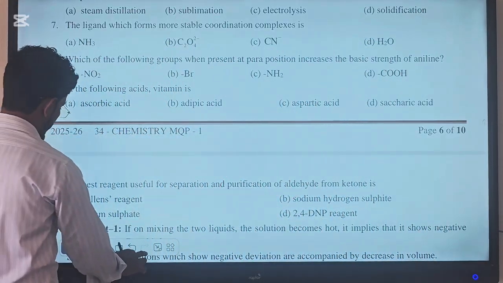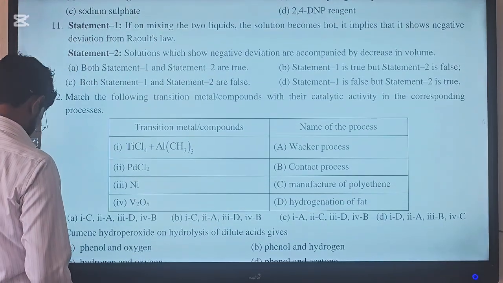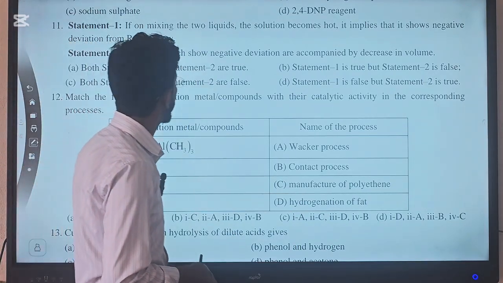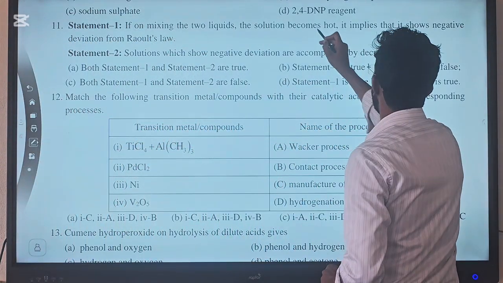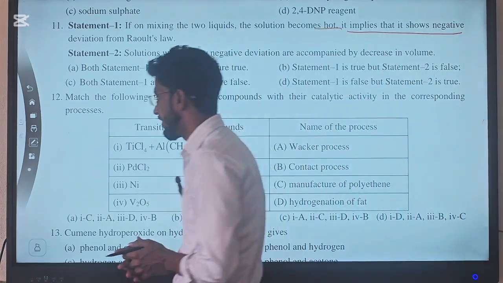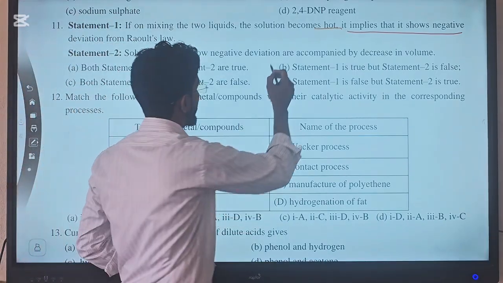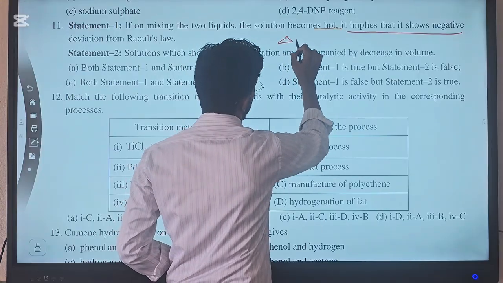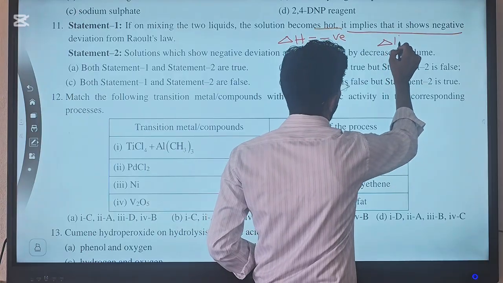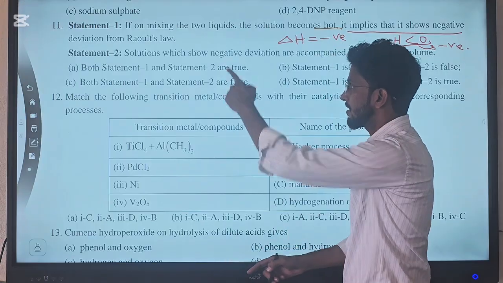Next, after question number 10, if you see question number 11, if on mixing the two liquids the solution becomes hot, it implies that it shows negative deviation from Raoult's law. If on mixing two liquids the solution becomes hot, that indicates heat is released. If heat is released, then delta H is negative, delta H less than 0. Negative deviation from Raoult's law. Yes, this is the right statement.